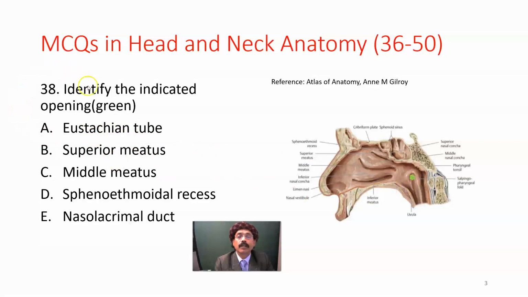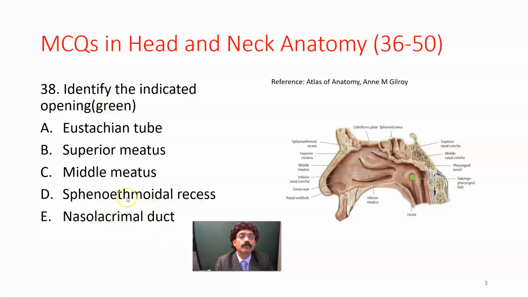Okay, so identify the indicated opening. This green area, there is a depression, communication from the nasopharynx to the middle ear cavity via the eustachian tube, also called auditory tube, also called pharyngotympanic tube. This is not superior meatus. This is not middle meatus. It is not inferior meatus. It is not the sphenoethmoidal recess. And that is not nasolacrimal duct that opens into the inferior meatus of the nose.